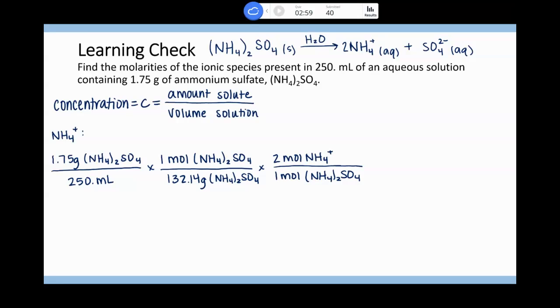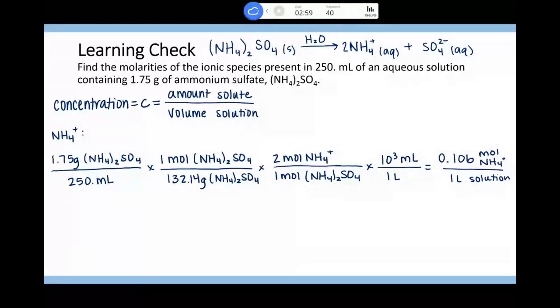So we've converted to moles of ammonium. That's the numerator for molarity. We just need now to convert milliliters to liters. Ten to the third milliliters for 1 liter. And so our final value is 0.106 moles NH4 plus per 1 liter solution. So that means the molarity is 0.106 molar NH4 plus. So that gives us molarity of ammonium.